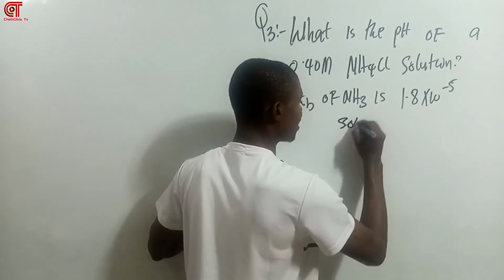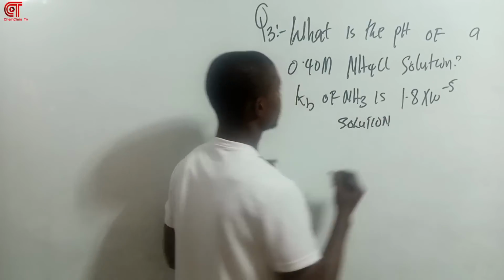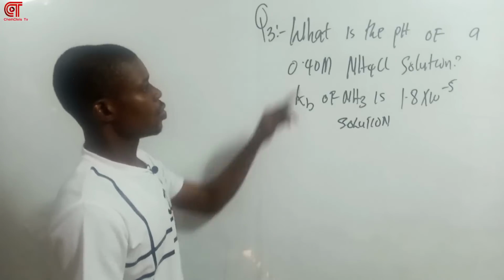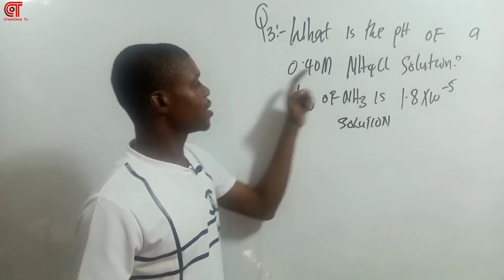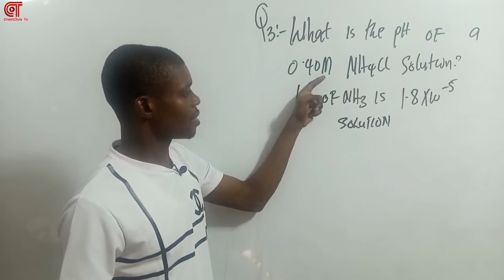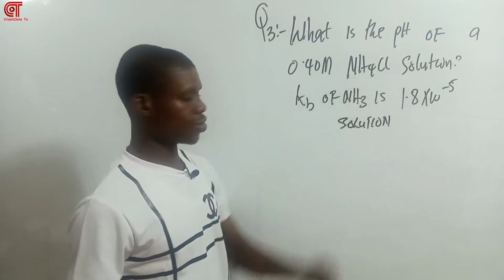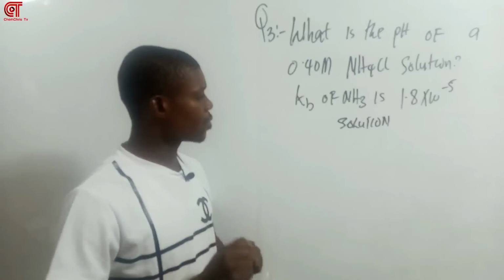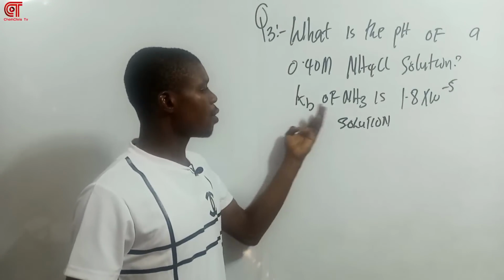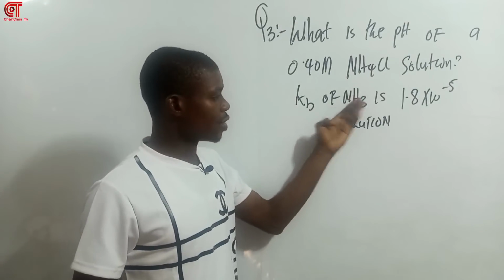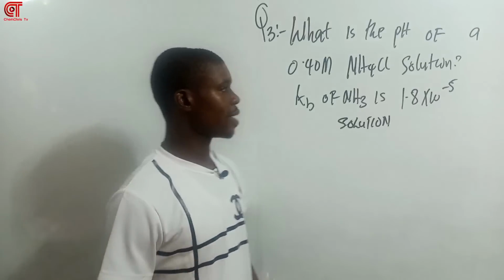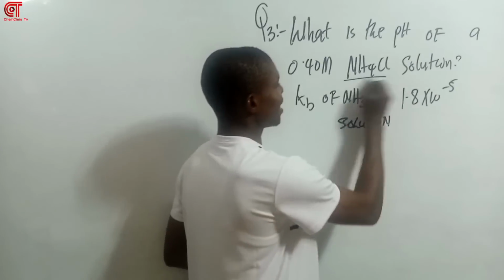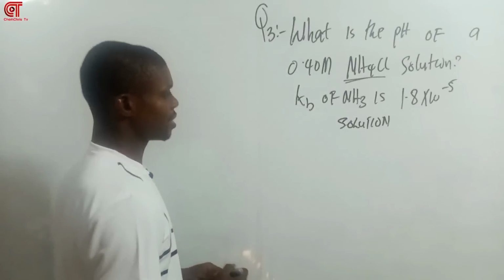So how do we solve this question here? How do we solve question 2? What is the pH of a 0.40 molarity ammonium chloride solution? Here, they gave us our Kb. They gave us our Kb to be what? Kb of ammonia is 1.8 exponential minus 5. This is an acid. Yes, this one is an acid.